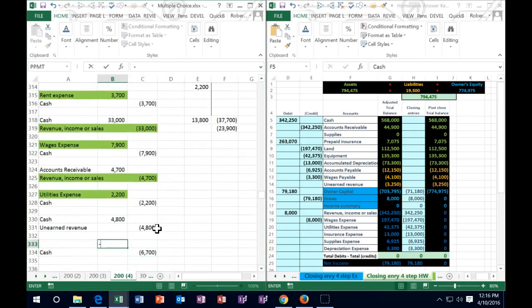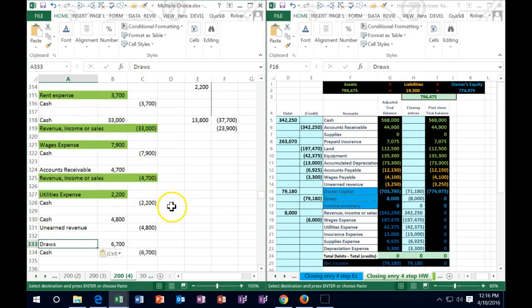We're going to debit something. What are we going to debit? We're going to debit draws or withdrawals. So that's going to be the debit, and that is an equity account, not an expense or revenue account, therefore no effect on net income from that transaction.